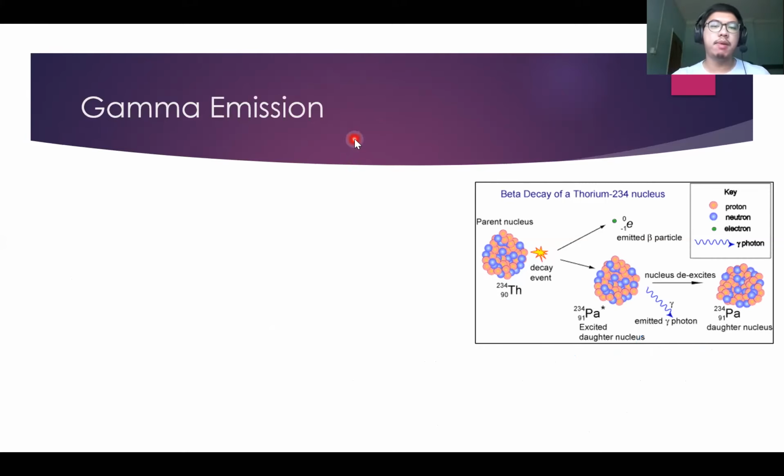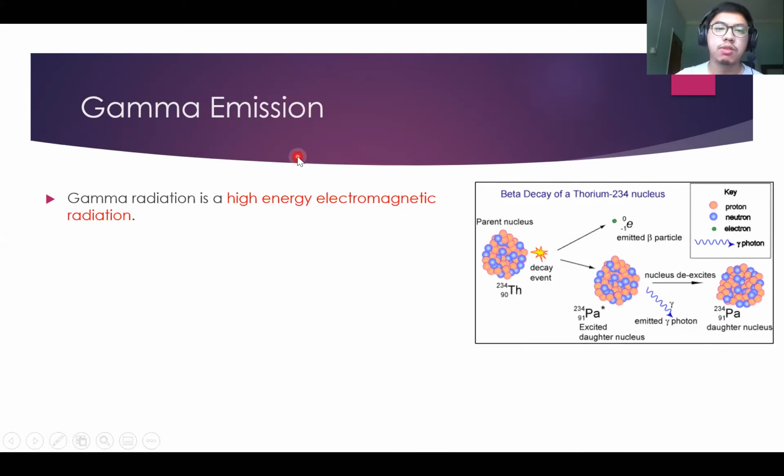Now let's look at gamma emission. Gamma emission is rather simple. What happens during a gamma decay or gamma emission? As you remember, gamma radiation is a high energy electromagnetic radiation. So there are basically no changes to the nucleus when it comes to the number of particles. What happens is one of the particles just gives out a gamma ray.